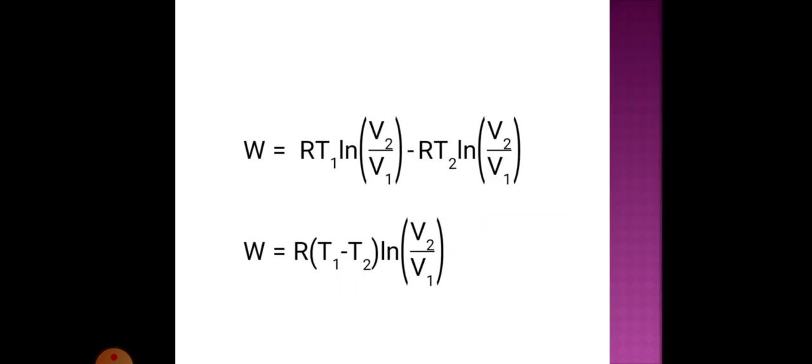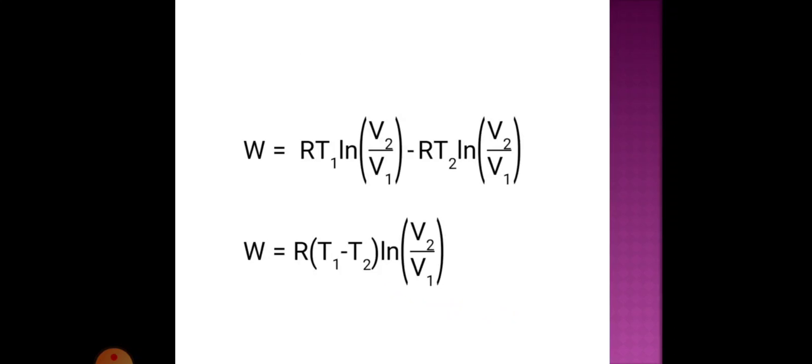Therefore, the total work done becomes RT1 log V2 by V1 minus RT2 log V2 by V1. That is, total work done in a Carnot cycle equal to R into T1 minus T2 log V2 by V1. So we have obtained the total work done in a Carnot cycle, that is the output of a Carnot engine.